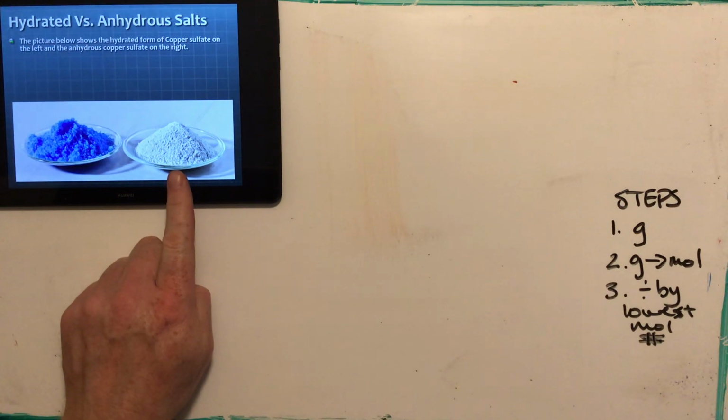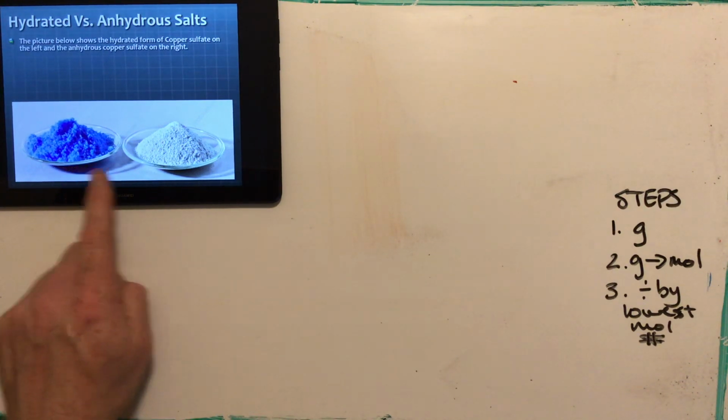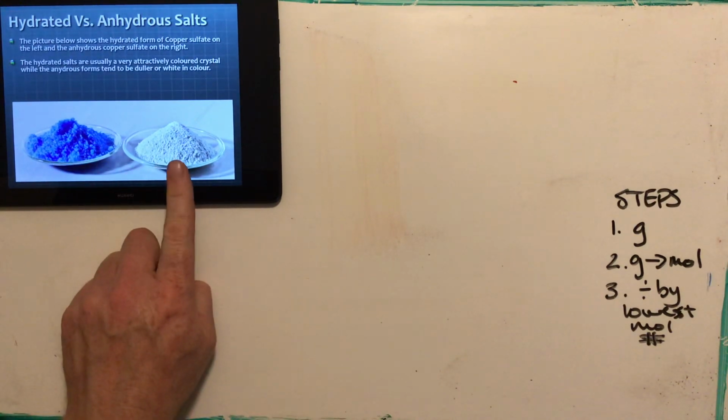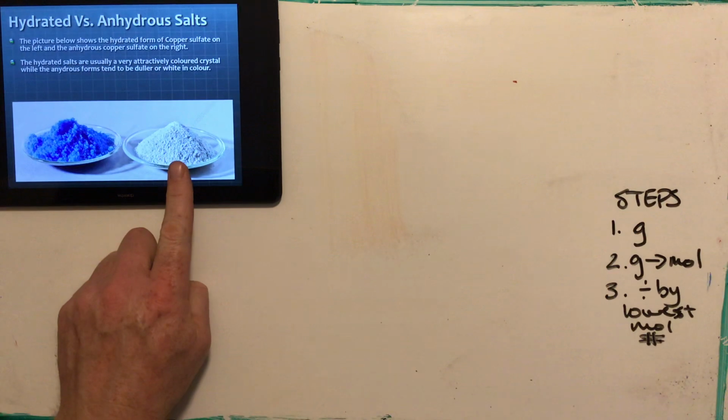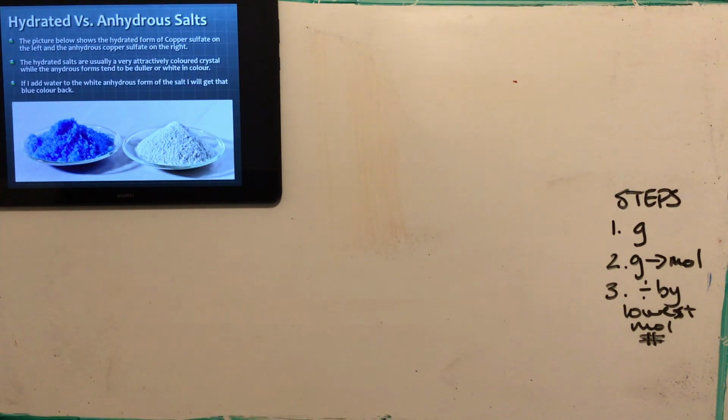So you can see it looks like regular table salt in a way. It's not as nice as that at all. And a lot of the hydrated salts follow this pattern. They've got this great coloration, and then when you take the water away and get the anhydrous form, it's much duller, or a whitish color, pale gray even, right?